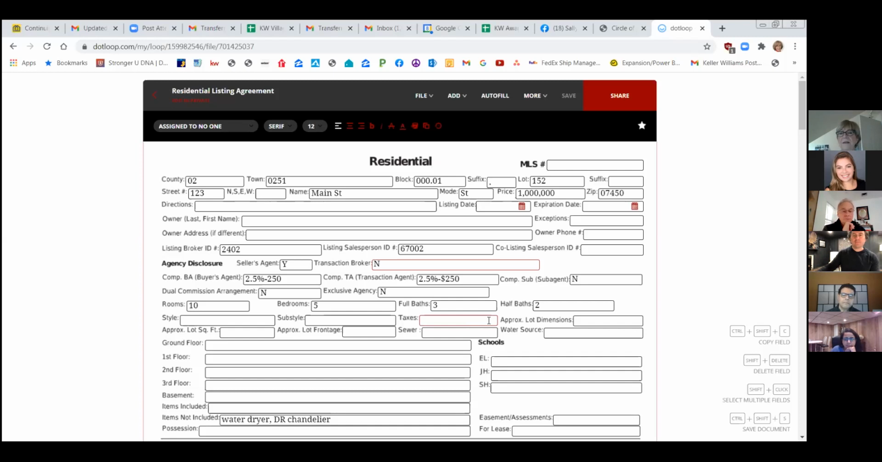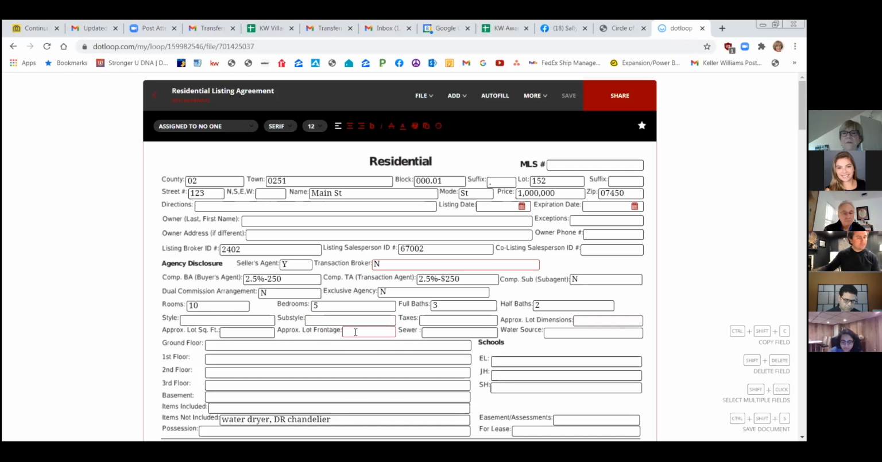Okay, so we have our taxes. The next field is approximate lot dimensions. You should be able to get that from the tax record. It's not a bad idea to ask your sellers if they have a copy of their survey, and that would be a way for you to verify if the information on the tax record is correct. Approximate lot square footage, again, that should be on the tax record.